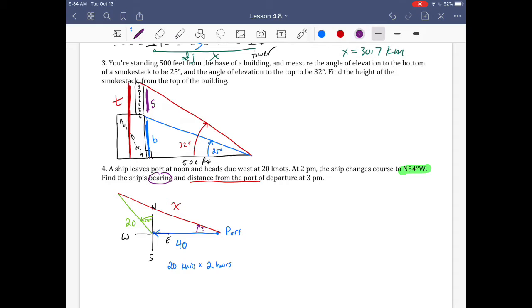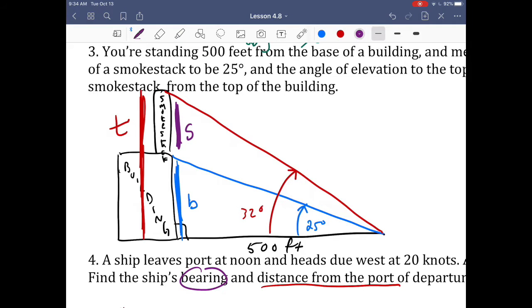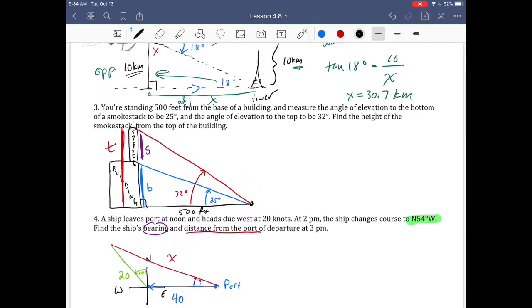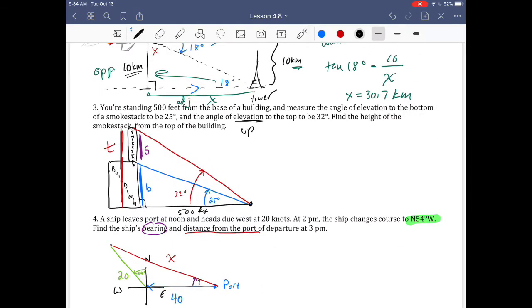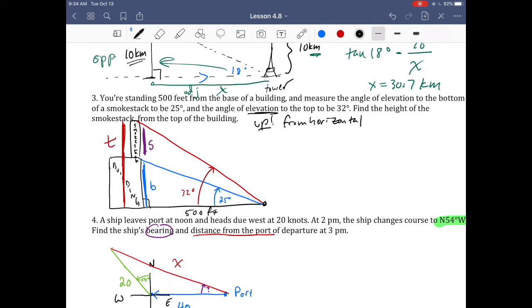All right, back with a couple of pictures to help you along. The building has a smokestack on top of it. You are 500 feet from the building, so that's this distance here. The angle of elevation, so elevation means up from horizontal. So you're looking up at the top of the building at a 25-degree angle, and you're looking up at the top of the smokestack at a 32-degree angle.